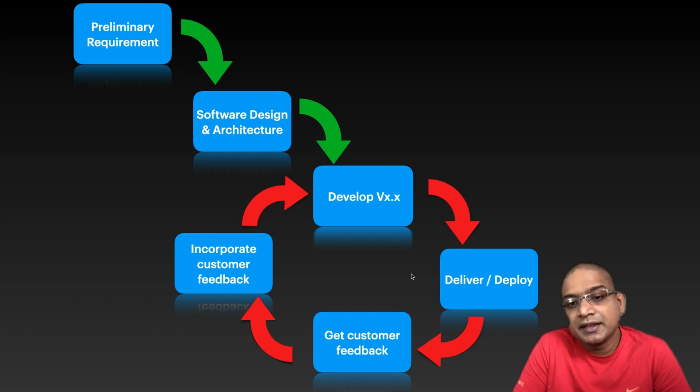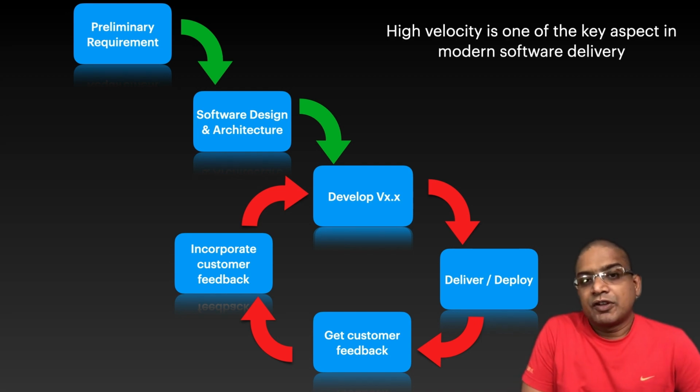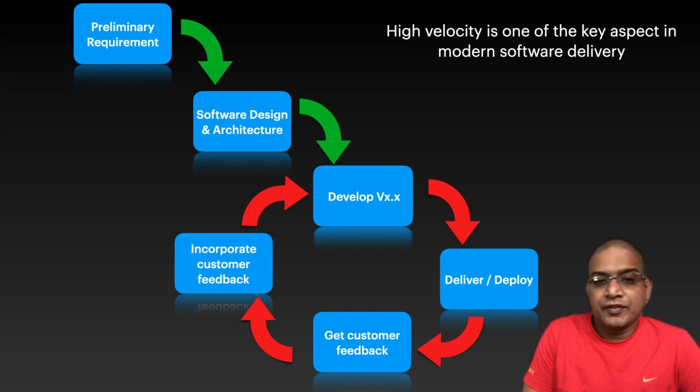If I name something like Netflix, Uber, eBay, these guys are doing very rapid deployments with continuous integration and continuous delivery. So let's see how we can deliver such software in a rapid way and absorb those changes into our software without breaking our existing functionality as well. High velocity is one of the key features in the modern day software industry.